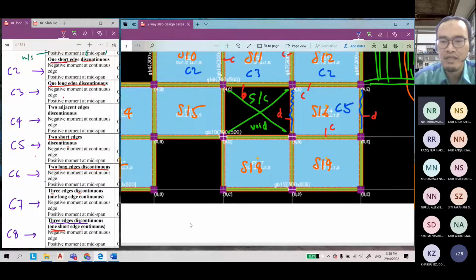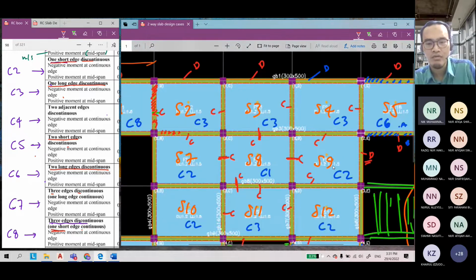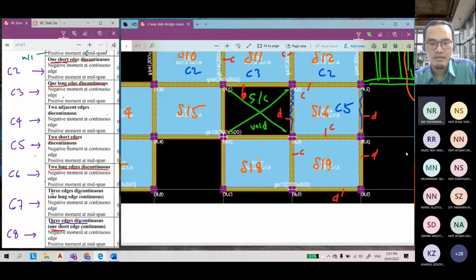Slab number 19. How about slab 19? Continuous, continuous, discontinuous, discontinuous. You will see in your project later when you do the slab. Maybe case number 3, case number 1, case number 2 are familiar, but case number 19 is not similar. Case 4, yes, good, because two adjacent edges are discontinuous. This is the discontinuous edge, and then discontinuous. Two adjacent edges are discontinuous. So case number 4.